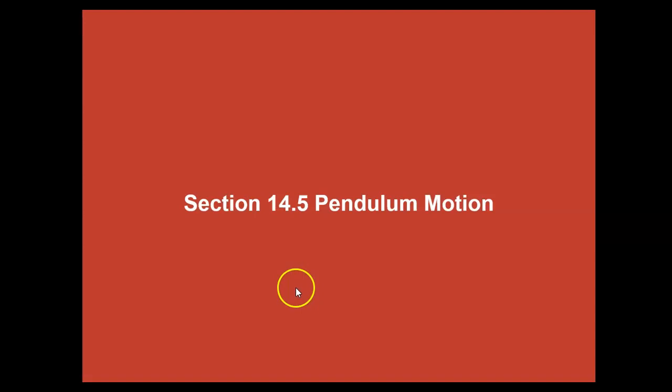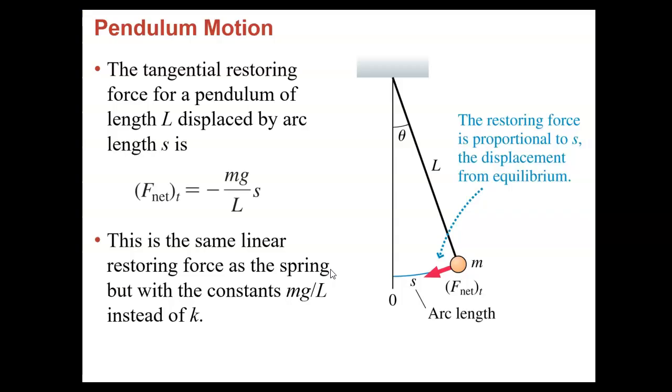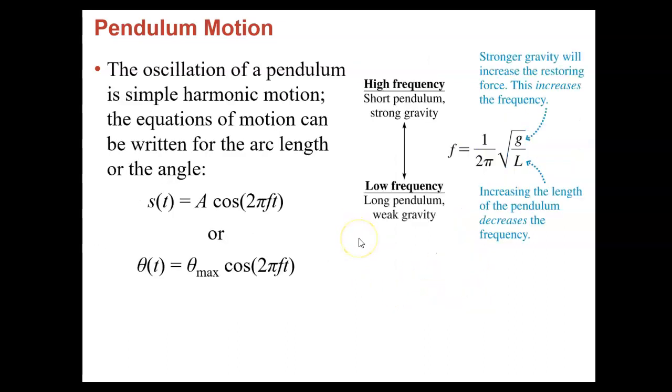All right, the last section for this unit. Pendulums have that restoring force that we talked about, where the net force is mass times gravity divided by the length, times the arc length that you pull it back. So the oscillation of the pendulum is a simple harmonic motion. Arc length is how far you pull it back times cosine of 2 pi times the frequency times time. Or, because the arc length is so small, we can put it in terms of angles as well.